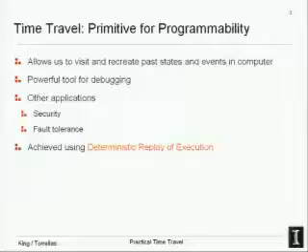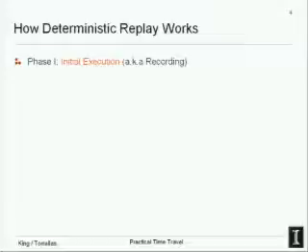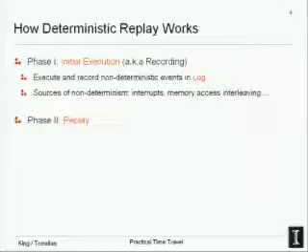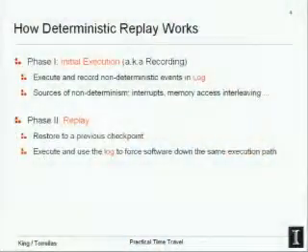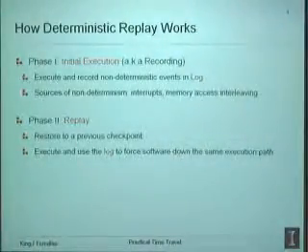How do we accomplish this? One technology is deterministic replay of execution, and that's what we're going to focus on here. So how does deterministic replay work? It works in two steps. First, you have the initial execution, also called recording. You execute, and you record any non-deterministic events in a log. This could be the memory access interleaving, if you have a multi-threaded program, or the set of interrupts, when they occurred, and their time. Then in a second step, you replay the program: you go back to a previous checkpoint, and then you use the log to force the software down the same path. So that's the idea of deterministic replay.